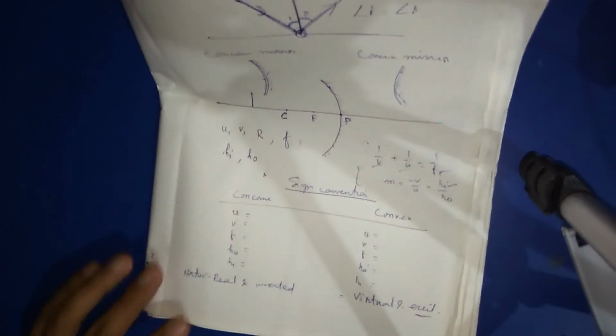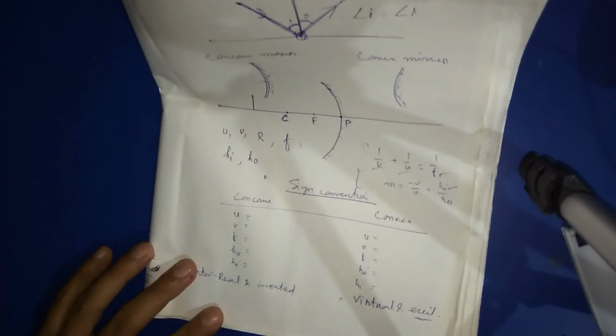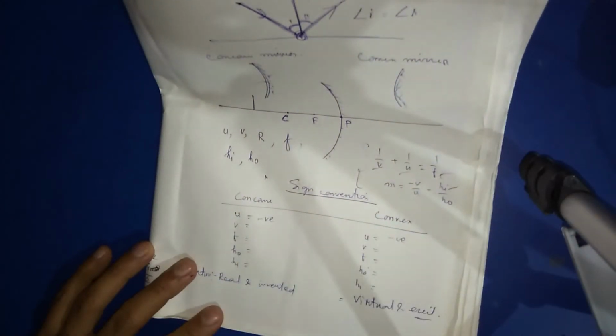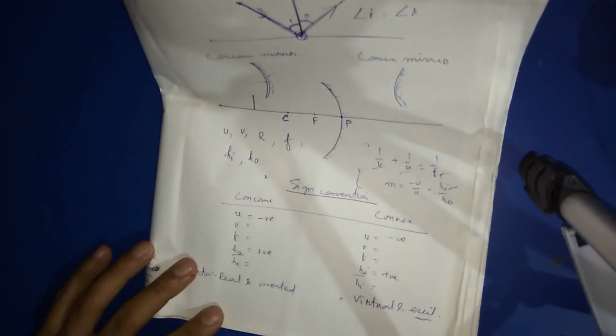Okay, so let's go ahead. Now u means object distance. In both cases the object is always placed on the left side of the mirror, therefore they will be negative and negative. Then ho, the height of the object, is always placed above the principal axis. Whatever is placed above the principal axis is taken as positive, therefore it will always be positive in both concave and convex mirror.